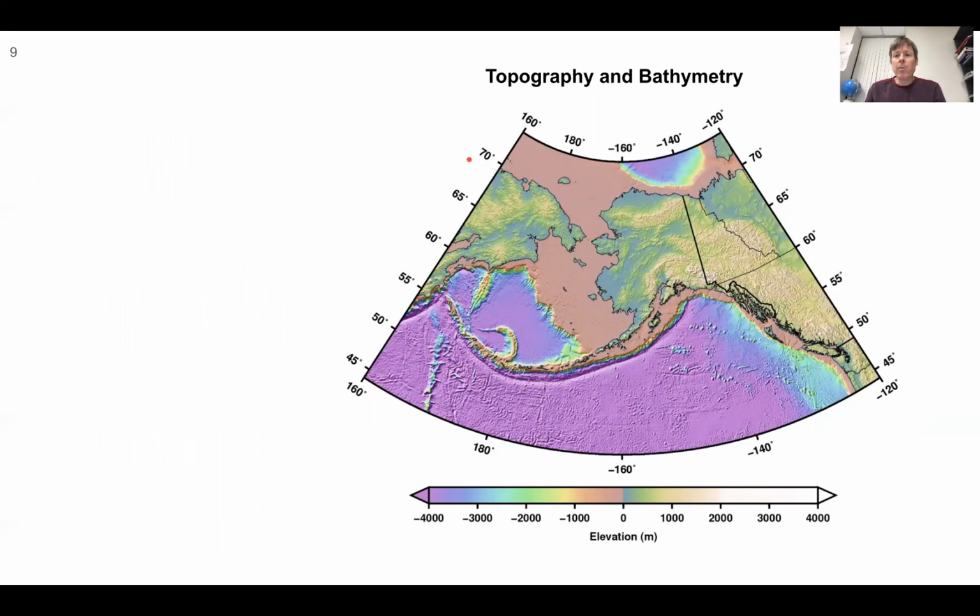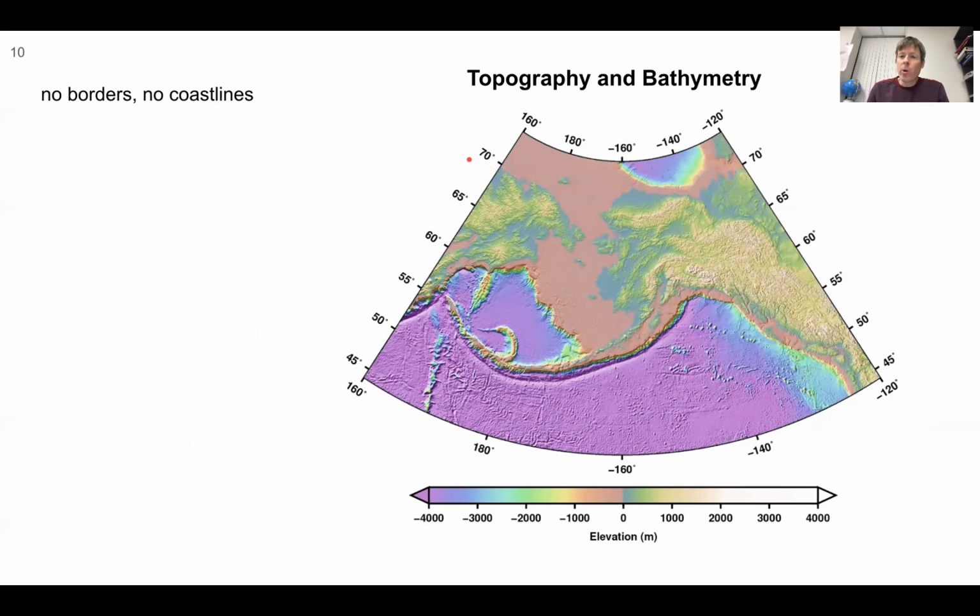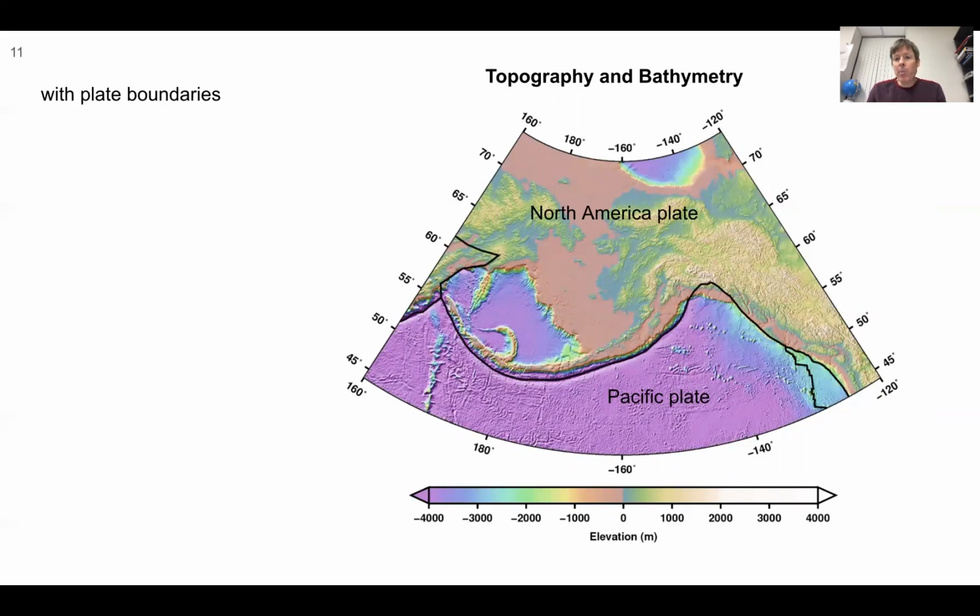Here we see the topography and bathymetry together, no borders, no coastlines. This is the way to look at the region and ask the question, how did these features, these mountain ranges, these trenches, these seamounts, how did these features get to where they are today? There's a tectonic story related with everything, and that's part of the joy of studying this region. So here we have the big picture, Pacific plate, North America plate. We also have the Juan de Fuca plate here, where new material is being created at this spreading ridge.